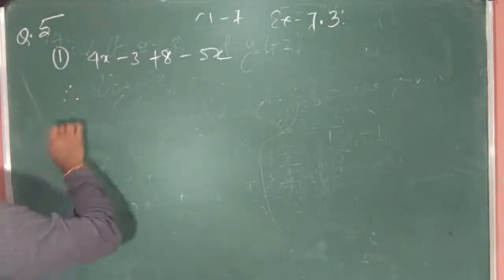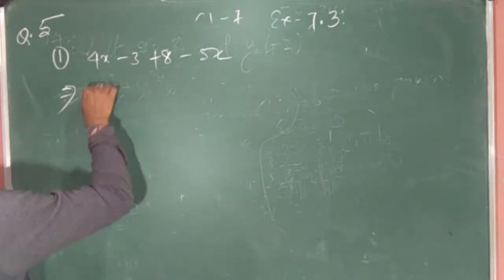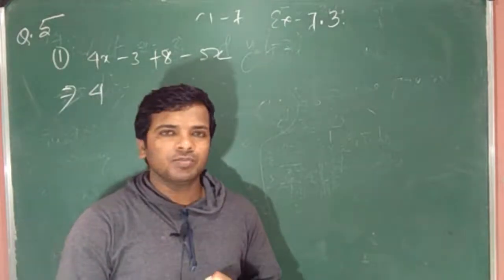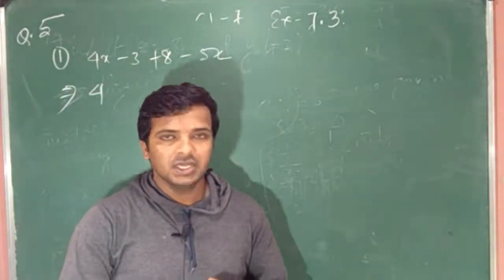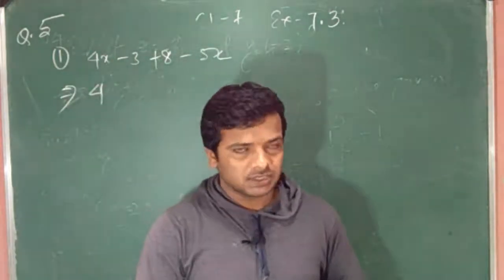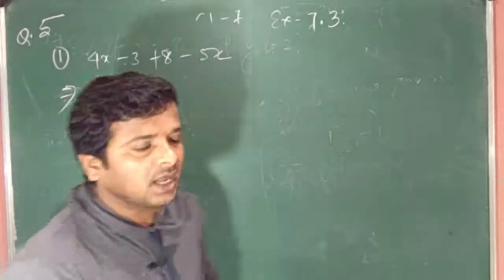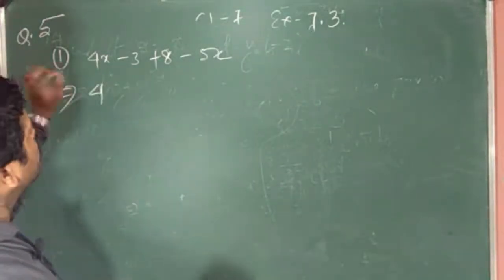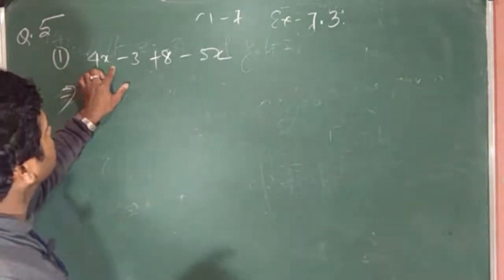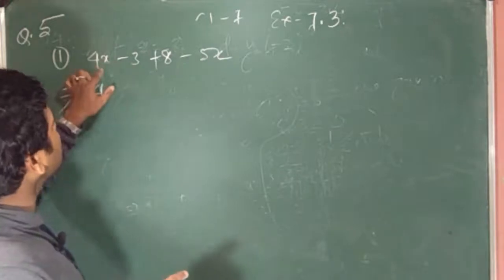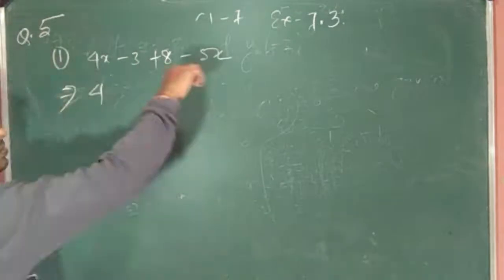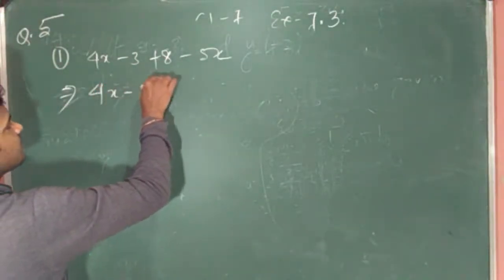This is 4x. We need to search for the like terms together. I hope you know what like terms and unlike terms are. There are two types of terms in each and every algebraic equation: first like terms, and then unlike terms. What are like terms? Like here 4x, we need to find another x. So we can see that x is here. These two, 4x and 5x, are called like terms. So these two we need to write together.